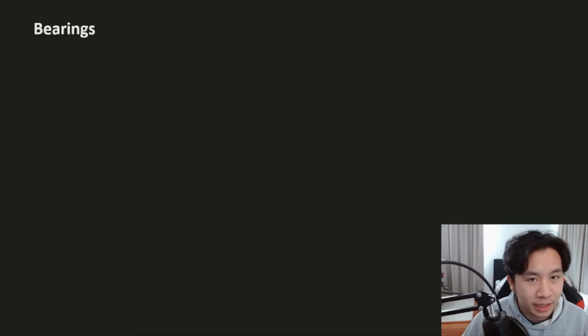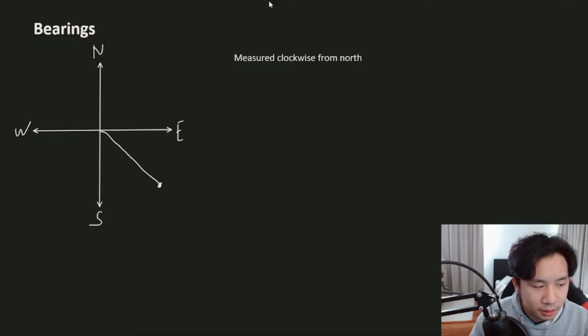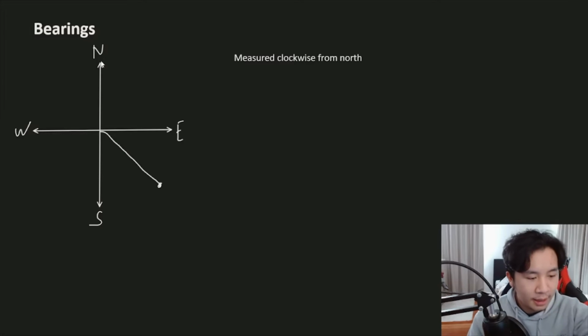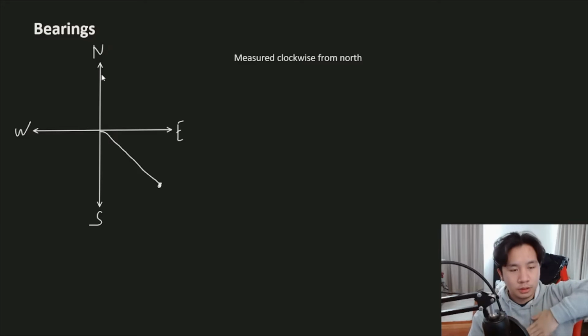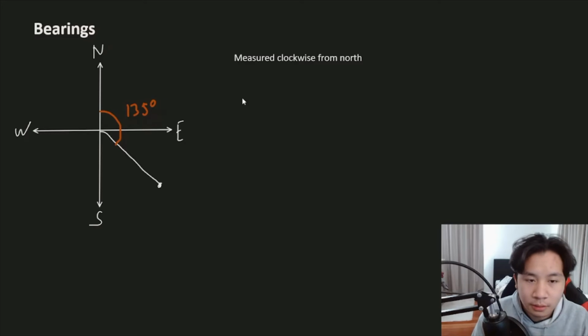Let's talk about bearings. Bearings just tell you the direction of where something is, and they're always measured clockwise from north. What it means to be measured clockwise from north is that you start at north, and then you make the angle to that point. So like this, for example, if this was 135 degrees, then that is the bearing, 135 degrees.